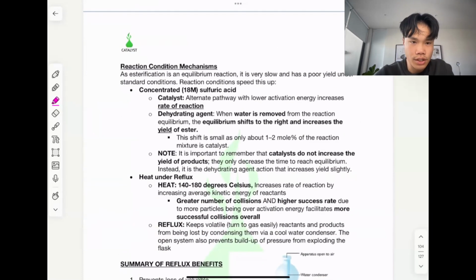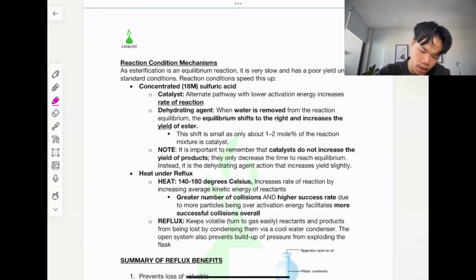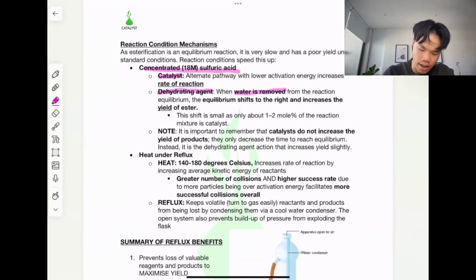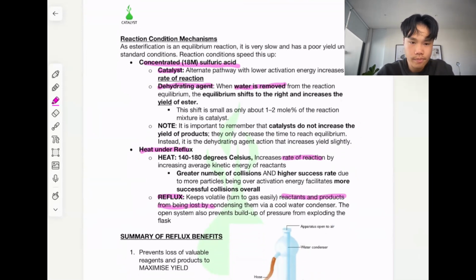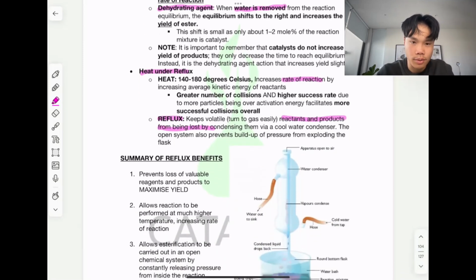To explain the reaction conditions, you have to justify that the concentrated sulfuric acid is a catalyst, as well as a dehydrating agent, which removes water to shift equilibrium right. And the heat under reflux acts as a source of heat, obviously, which increases rate of reaction. And the reflux acts to keep the reactants and products from being lost and hence maximizing your yield, as well as being a safety measure, preventing the buildup of pressure.